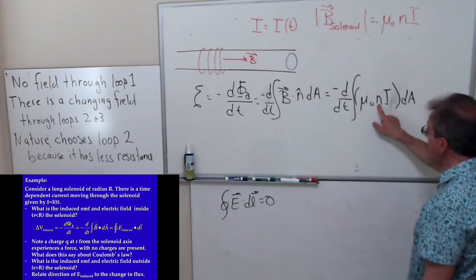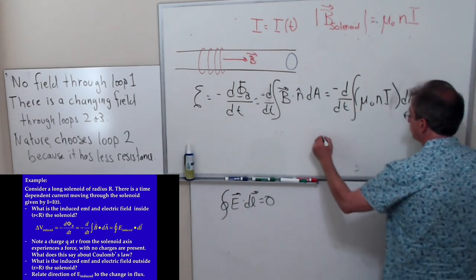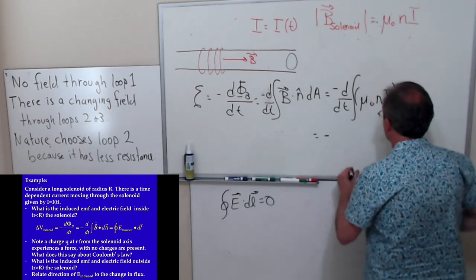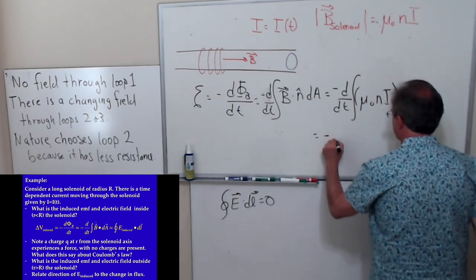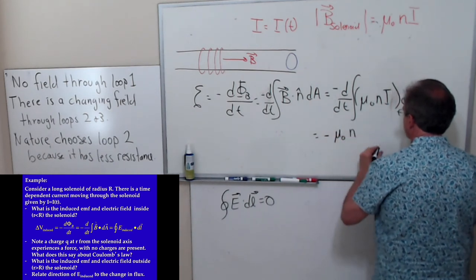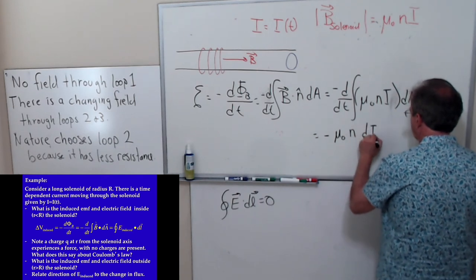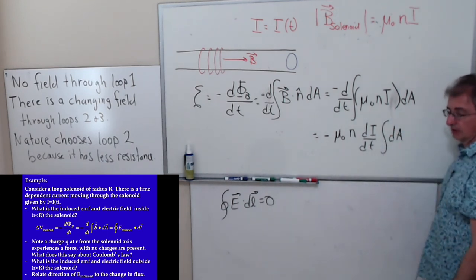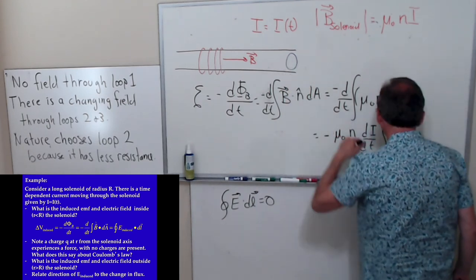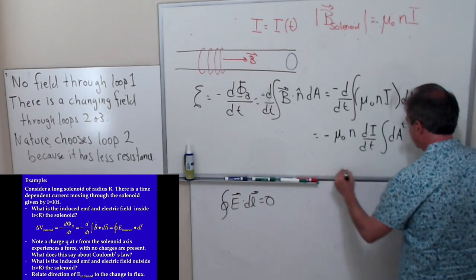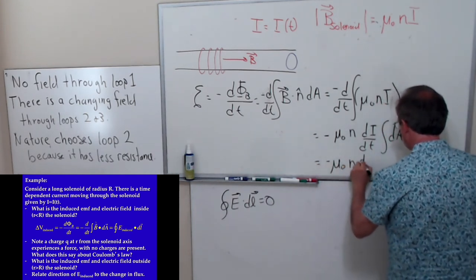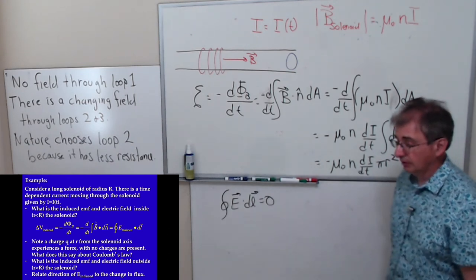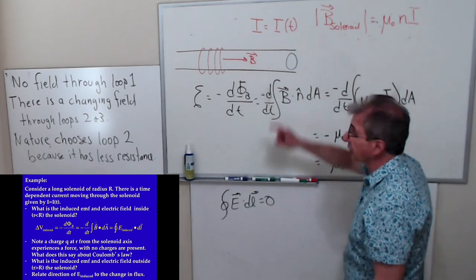That doesn't depend on geometry. That doesn't depend on geometry. That doesn't depend on geometry. I can pull that all out. What's my dA? It's the area of this thing. We'll just call it pi r squared. That's my induced EMF through that loop. But I want to know the electric field through that loop.